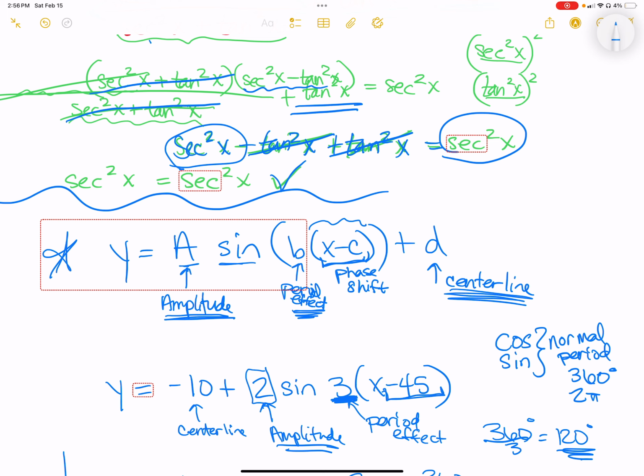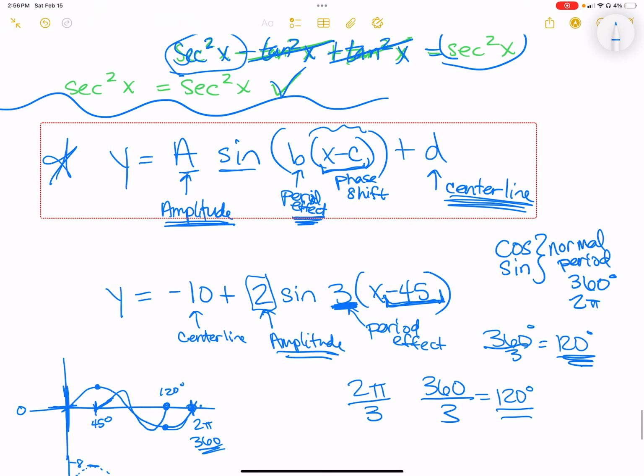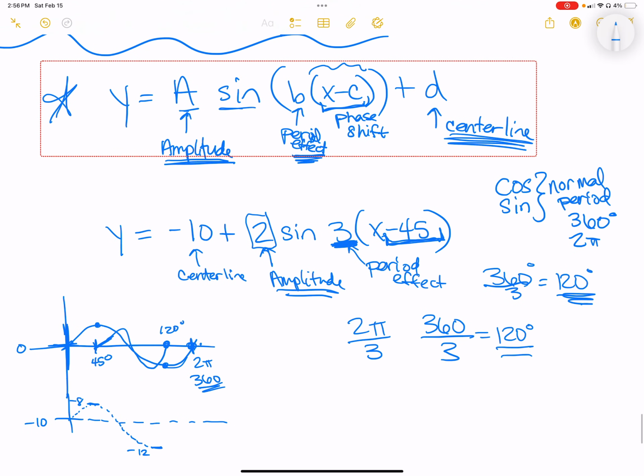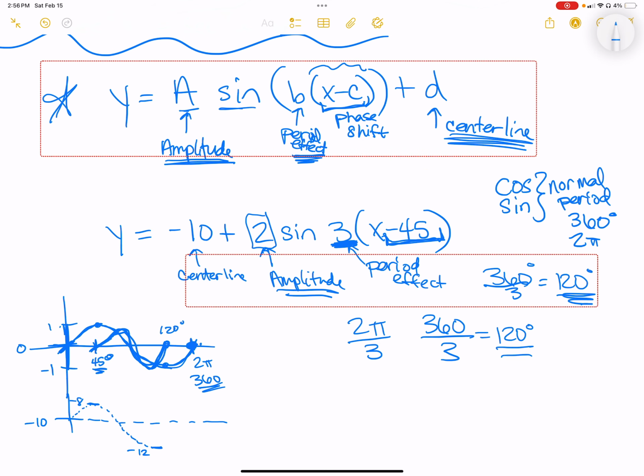The phase shift is 45 degrees right, and the center line is -10. So instead of starting at 0, you're going to be starting at -10. Your normal sine curve starts at 0, 0, goes up to 1, then comes down to -1, and then finishes at 0 at the 2 pi mark. But yours is going to shift over 45 degrees. It's going to start the same way it starts, but it's going to cycle through the whole cycle in 120 degrees.